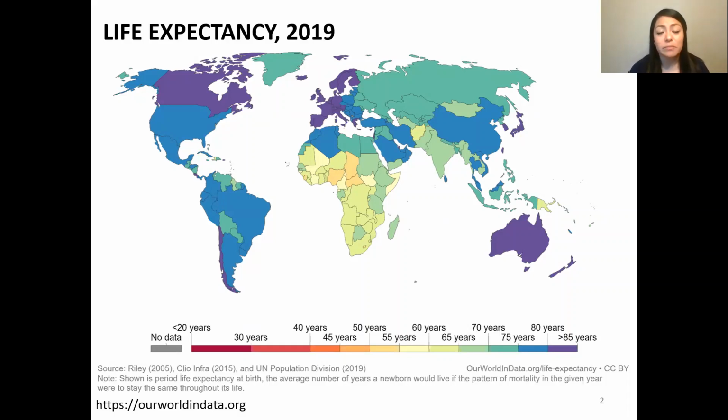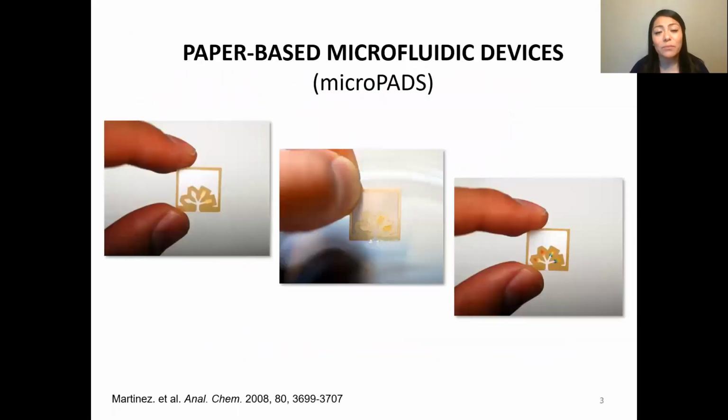Fortunately, one of the platforms that has emerged that fulfills the necessary criteria are the paper-based microfluidic devices, also known as MicroPADs. And MicroPADs are essentially a piece of paper that has been patterned with wax. And when you add a solution to it, the solution will move across the channels via capillary flow and will later produce a signal that can serve as a way to diagnose diseases.